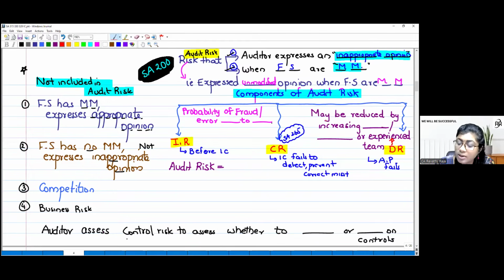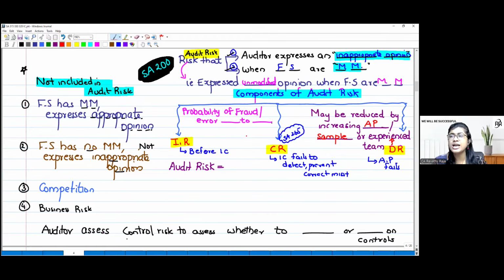See, how can you reduce DR? Detection risk may be reduced by increasing audit procedure or by increasing the sample, SA 530, or by appointing more experienced engagement team. Since it is revision, I'm asking. Engagement team, engagement partner, EQCR, SA 220, not 210, 220. 210 is terms, 220. So detection risk you can reduce by extending the audit procedure, by increasing the sample, or by putting more experienced team.